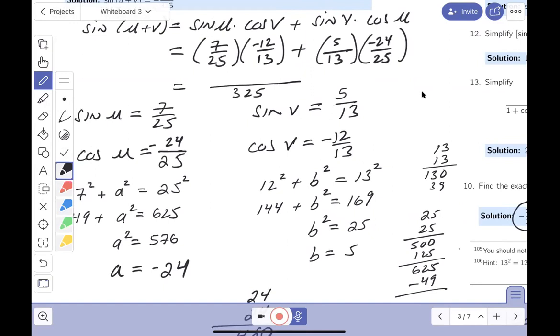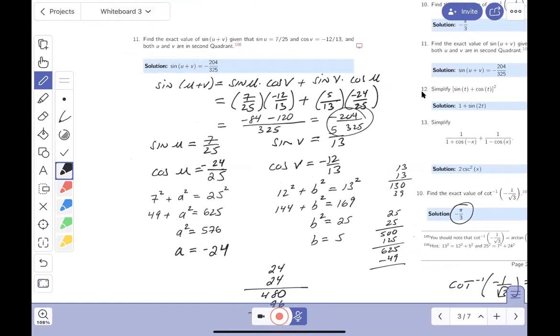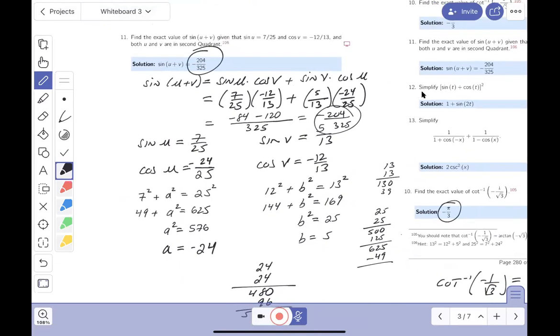7 times 12, that's 70 and 14, 84, minus 84. And 5 times minus 24, let's say, that's 120, right? Well, if I do that arithmetic, I would get 204, minus 204 over 325. Take a look. Wow, got that one right too. Yeah, not bad.